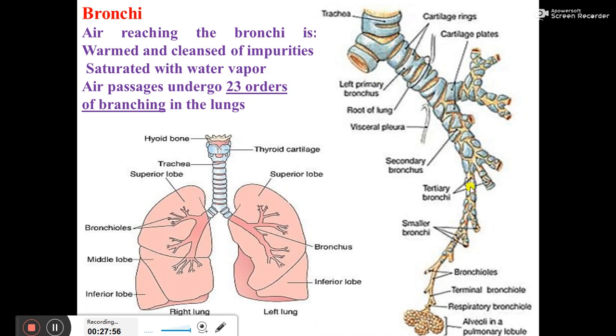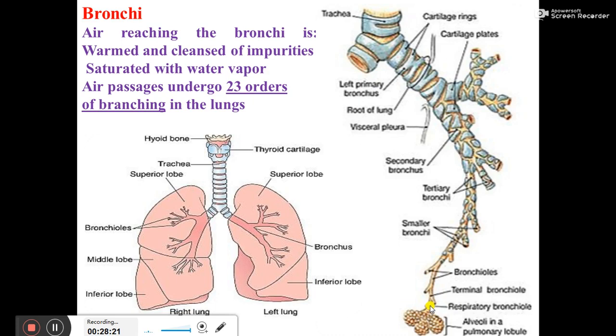This tertiary bronchi again divides into smaller bronchi. Each tertiary bronchus divides into the smaller bronchi, and these smaller bronchi ultimately form a bronchiole. These bronchioles again lead to the terminal bronchiole. Terminal bronchiole again leads to the respiratory bronchiole. This is the final part.